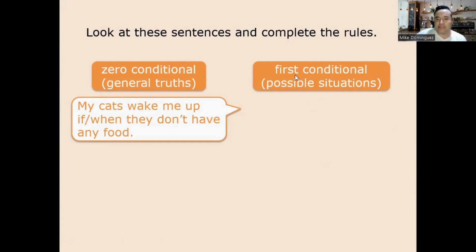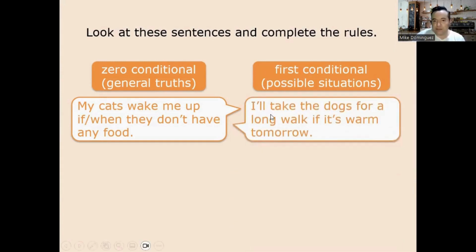First conditional. Let's see the second example. Can you help me to read, Mary, please? I'll take the dog for a long walk if it's sunny tomorrow. Very good. This is the first conditional where it's involved or implied the auxiliary will, might, or should for future. Like the consequence is going to be in the future. Notice the pronunciation of this expression for future.